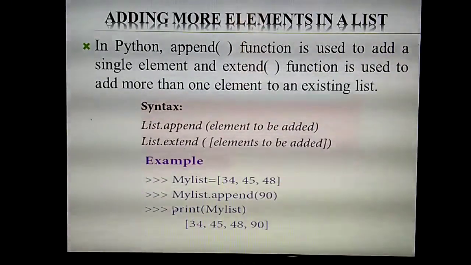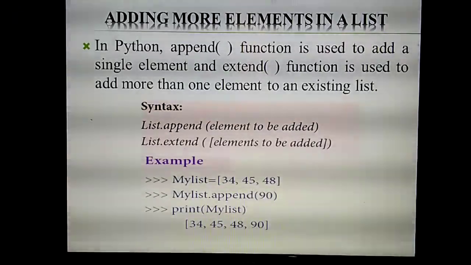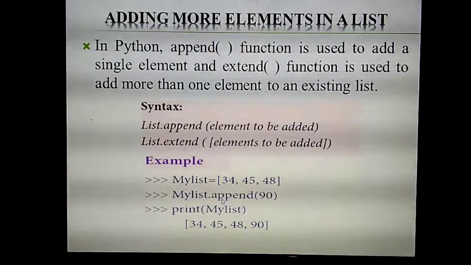So what's the format for adding one element? List.append. That means the name of the list. What's the name of the list here? My list, dot. What's the function? Append. What value are you going to add? 90. Okay. So the name of the list, my list, dot, append, and the value 90.